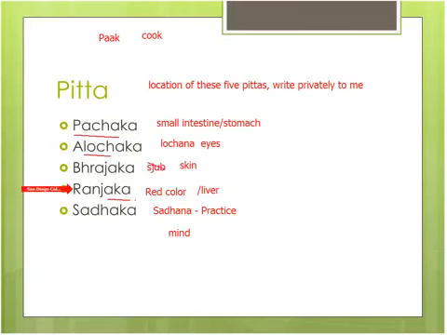Ranjaka, ranj, red color, liver. Sadhaka, root word, think sadhana, practice of the mind. Sadhaka pitta is the ability to process information and emotions. It resides in the heart and brain, both.